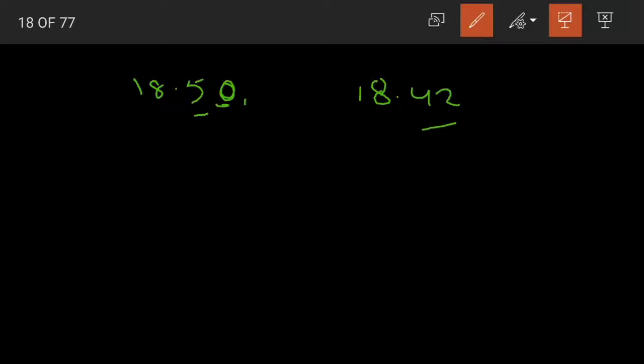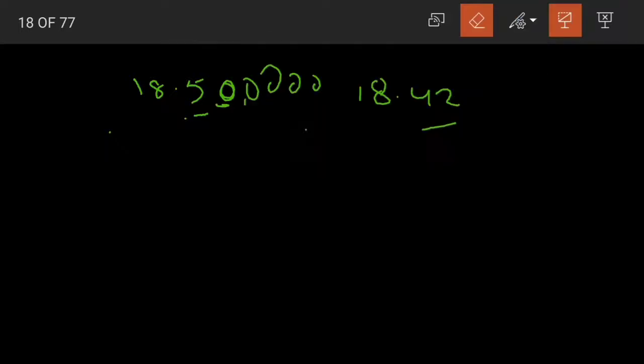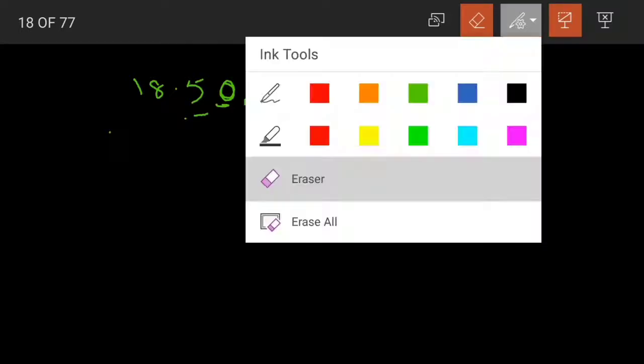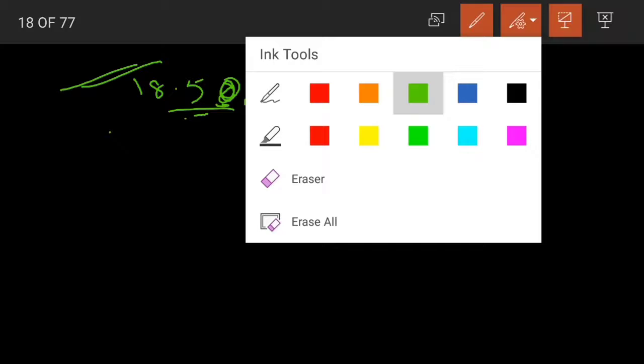If you remember in the first class about introduction to decimals, what did we learn? No matter how many zeros we add to the right side of the decimal part, the value will be the same. So that is why to make these two decimals like decimals, we are adding a 0. Now if we compare these two, 50 and 42, 50 is greater than 42. So 18.5 is greater than 18.42. Understood? Convert them into like decimals and then compare.